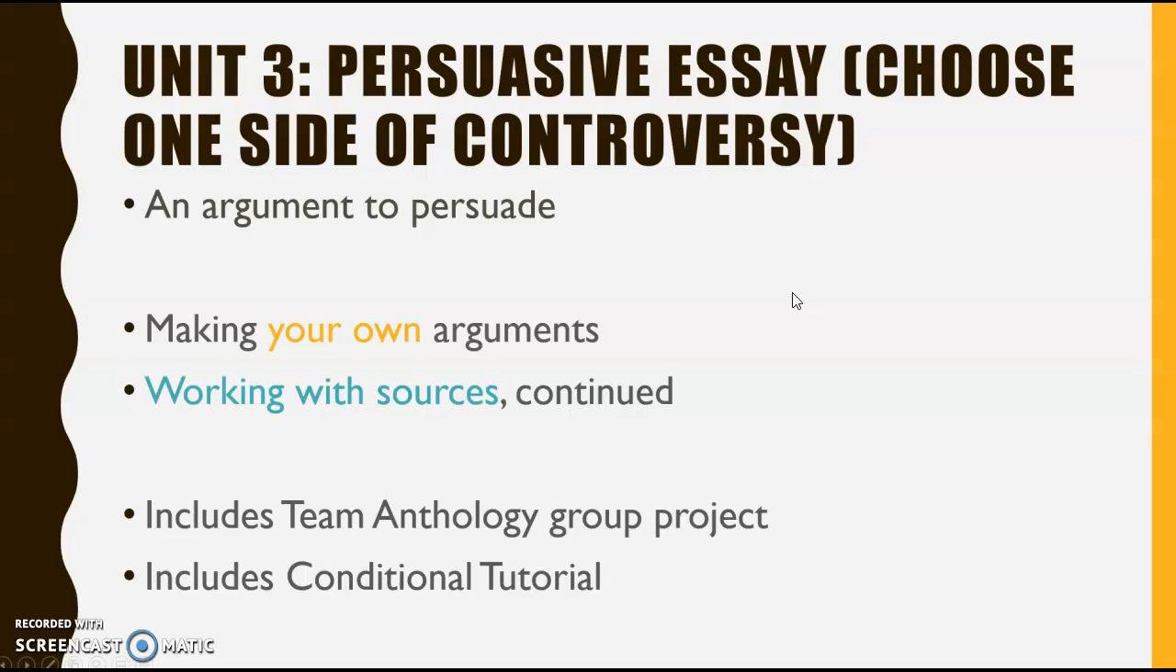In Unit 3, we finally get to take a side in a controversy. So in this one, we're going to continue the same topic we wrote about in Unit 2 in terms of mapping the controversy, but in this one, we'll get to choose one of those sides and advocate or persuade. So we're making our own arguments. We're going to continue working with sources and learning about that. And there's one more group project that I usually assign called the Team Anthology. And so again, I will let you guys know when we get to Unit 3 whether or not we'll do that or if we'll be doing something modified. I will also offer conditional tutorials for Unit 3.